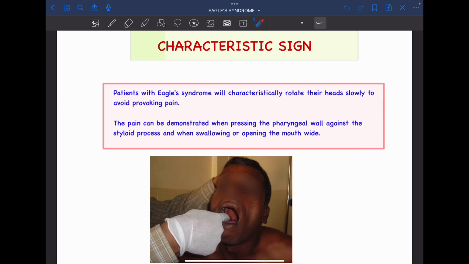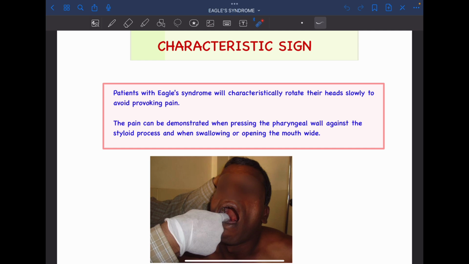And if at all the patient rotates their head in a fast motion, what will happen is that there will be a sharp pain to the patient, right? So therefore these patients rotate their heads very slowly as compared to an otherwise normal person, right? So this pain can be demonstrated, right? It is a very important chairside maneuver which can be performed, right? This sign can be very easily elicited.